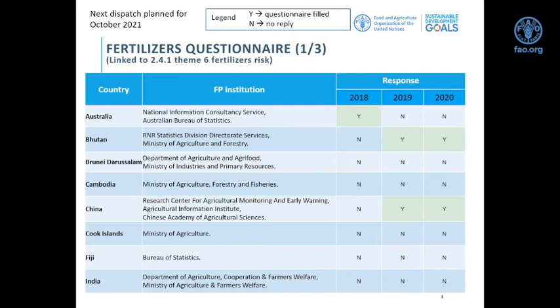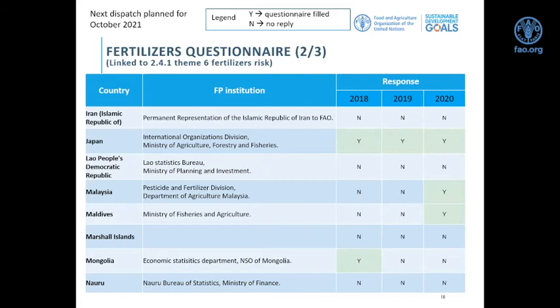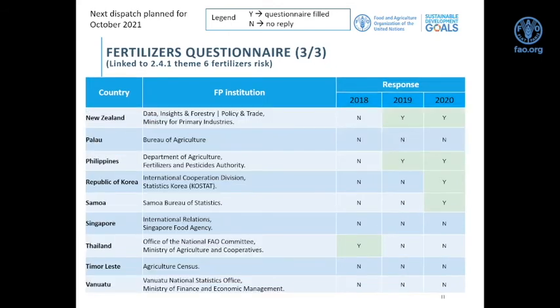For the fertilizers questionnaire, we would like to thank those countries that have also reported for this questionnaire, including Australia for 2018, Bhutan for the most recent 2 years, and China also for the most recent 2 years, as well as Japan, who has a good response rate for all three of the last years, highlighting Malaysia and Maldives that have provided data in 2020, Mongolia in 2018, New Zealand for 2019 and 2020, as well as the Philippines, the Republic of Korea and Samoa for 2020, as well as Thailand for 2018.